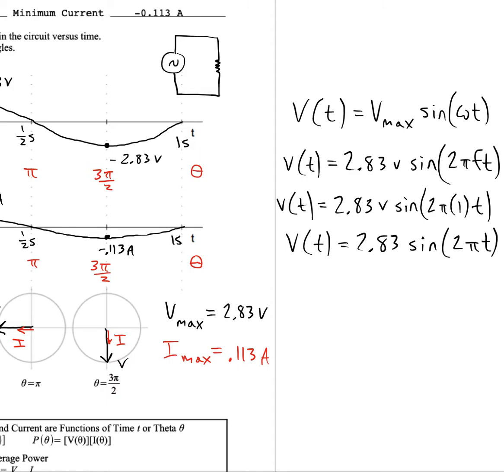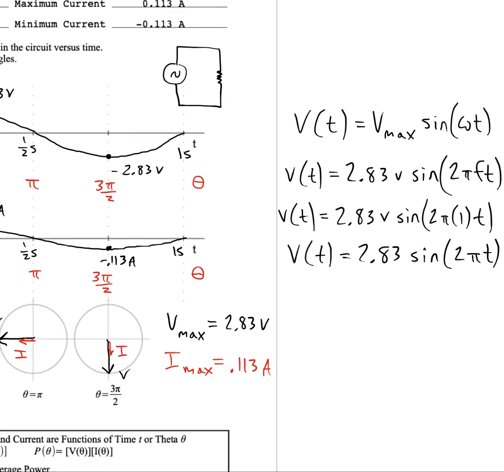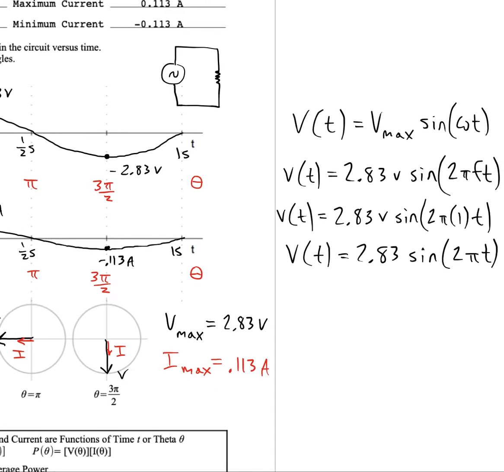All right, so we can plug in the different times. But what if we wanted our function in terms of theta instead? Well, in that case, we don't have to use t at all, because omega t is an angle. So it'll be 2.83 sine of theta.